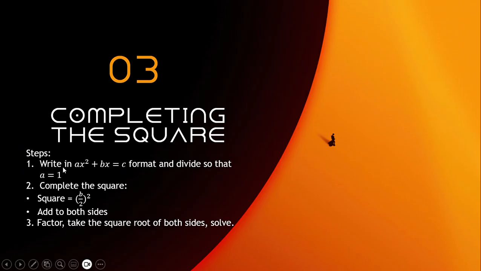Ma-satisfy yung first step na a is always 1. Then, complete natin yung square. Yung first na gagawin natin is gagamitin natin tong formula b half square. Then, i-add natin yung b half square on both sides, like dito sa right at saka dito sa left. And then, i-factor lang, and then square root on both sides and solve.